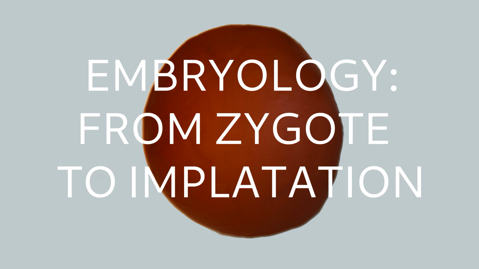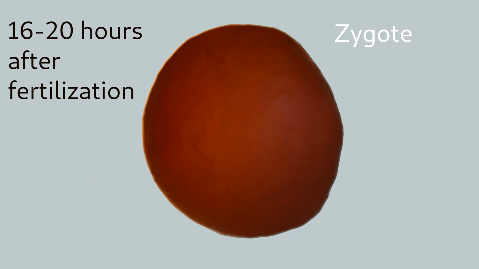Embryology, from zygote to implantation. The oocyte is fertilised in the ampulla of the uterine tube. The male and female pronuclei merge and the secondary polar body is ejected from the ootid. At this point it is called a zygote. The starting point of this video is the formation of the zygote.